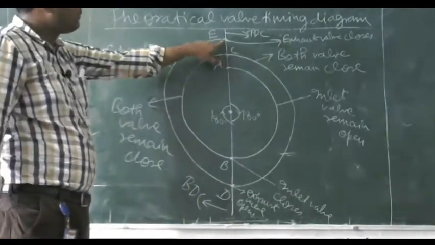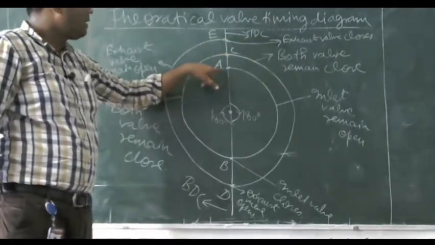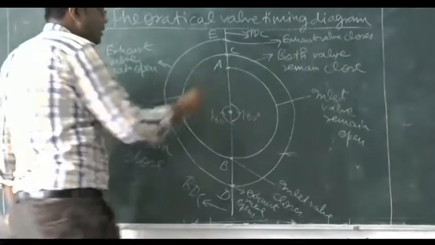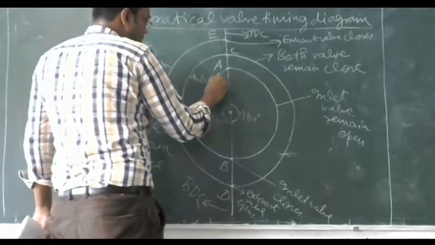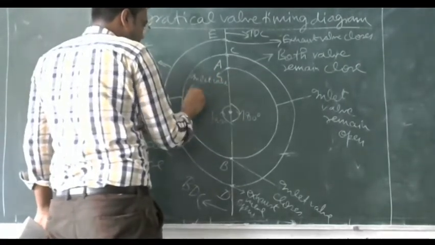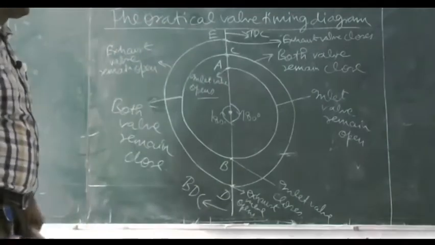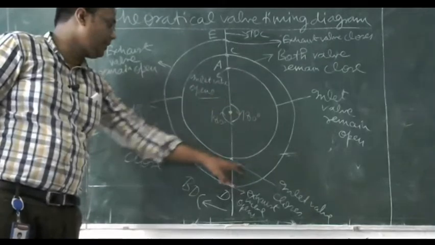Now again the same cycle repeats. When the exhaust valve closes, we proceed for the suction stroke. Again at point A the inlet valve opens, and remains open for the suction stroke from A to B.